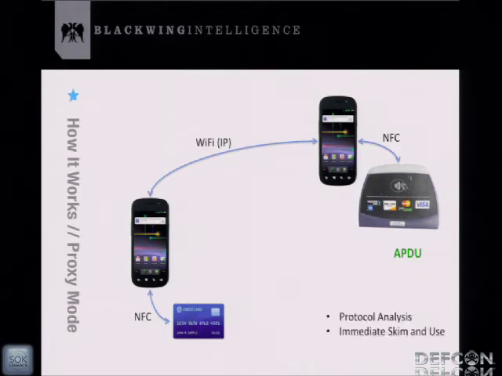So what proxying allows you to do is protocol analysis. Because we're sitting in between the transaction, we can record all that stuff and then go back after the fact and look at all the bytes that were sent between the reader and the card. And what this also facilitates is immediate skim and use. So if you set this up properly, you can take a phone, put it next to someone's credit card, and then somewhere across the world even, if the phones are communicating over IP, you can take that phone and swipe it across the reader, and you'll be able to skim their credit card completely, right over IP in another part of the world.